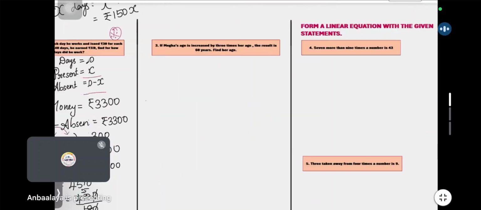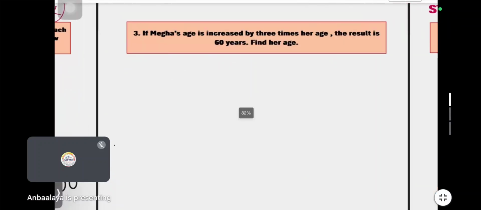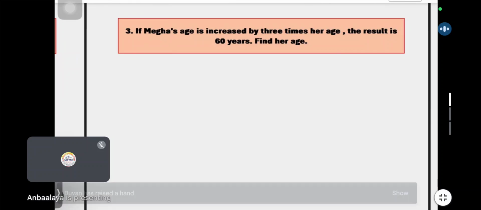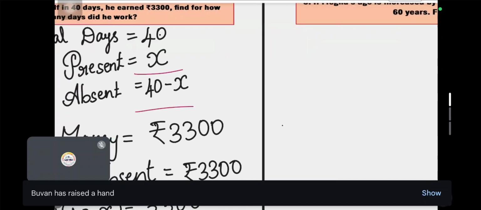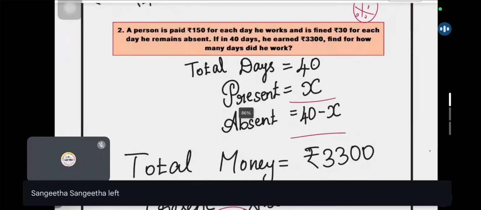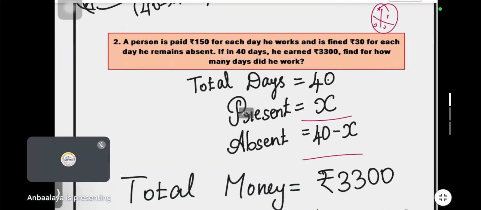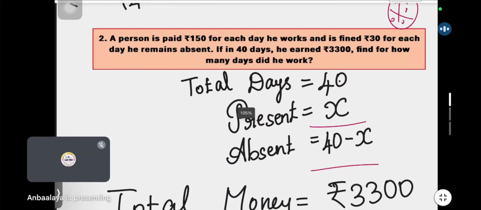Okay, we are going to the next question. Megha, Bhuvan, you raised your hand. Do you have any doubt? Ma'am, the second question is not visible. Okay, I'll show half to you. Do you want the question or the answer? The question, ma'am. Take a screenshot.